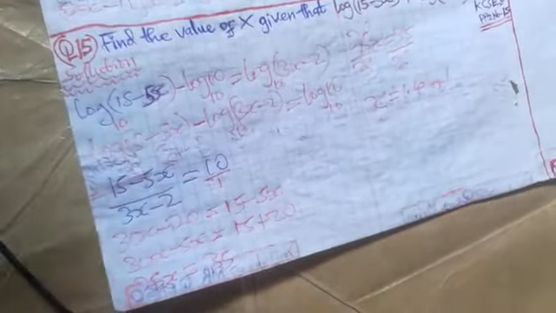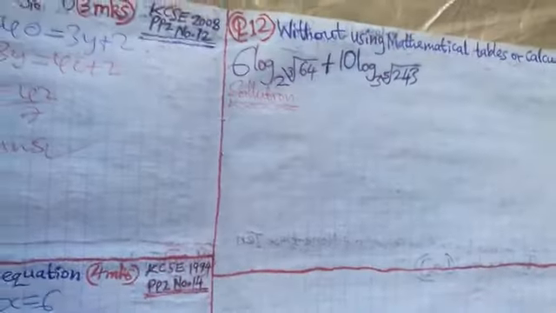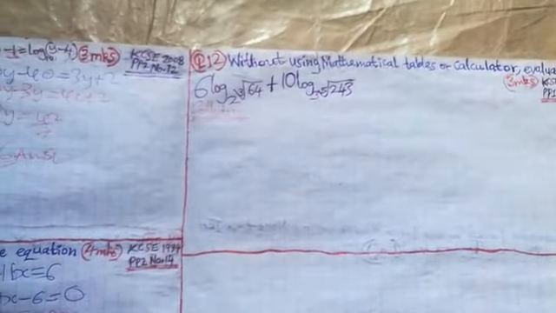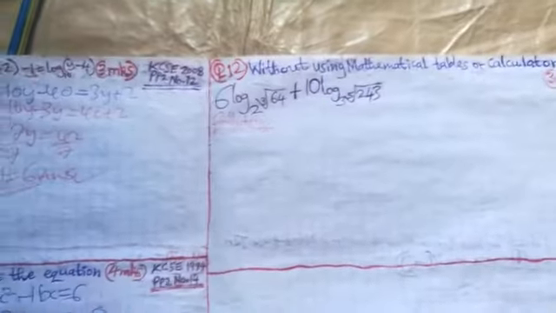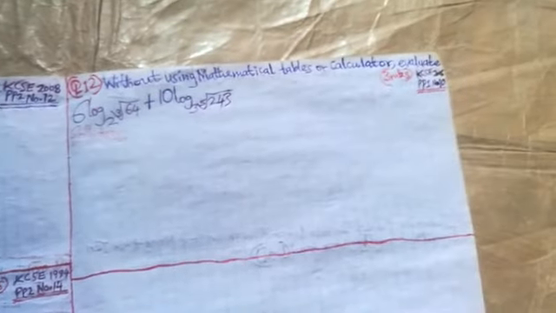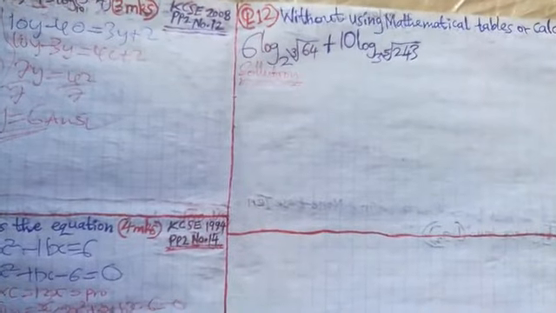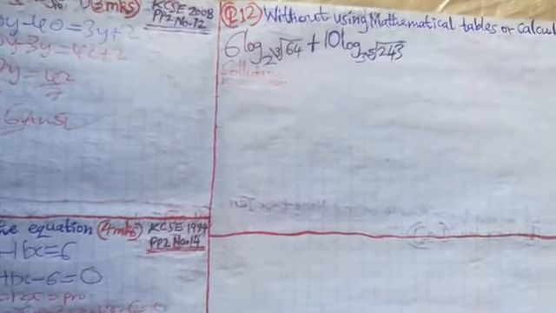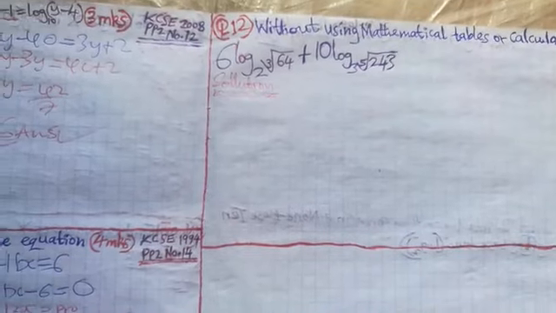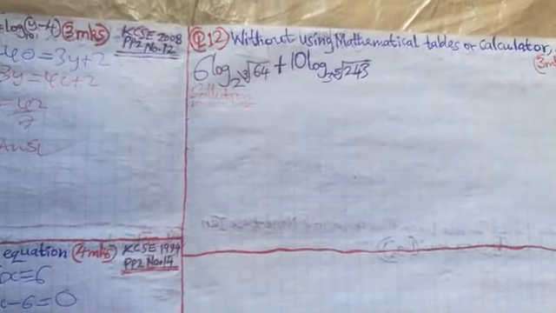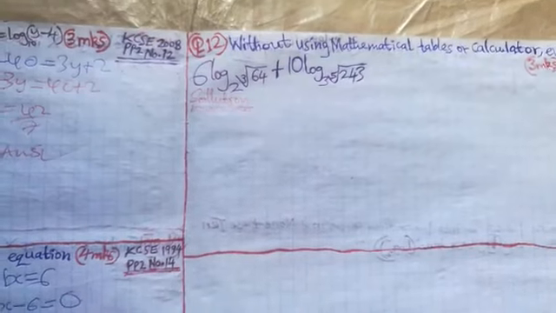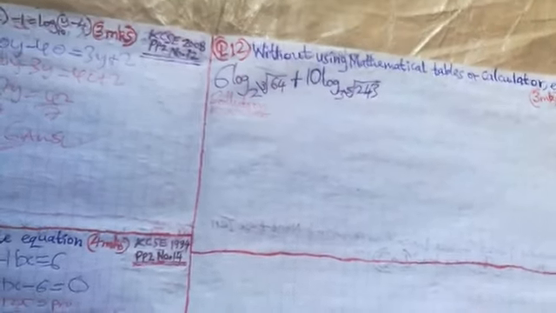Now we are in the last question. This is the last question, question number 12. Question number 12 states that without using mathematical tables or calculator, evaluate 6 log base 2 times the cube root of 64 plus 10 log base 3 times the fifth root of 243.